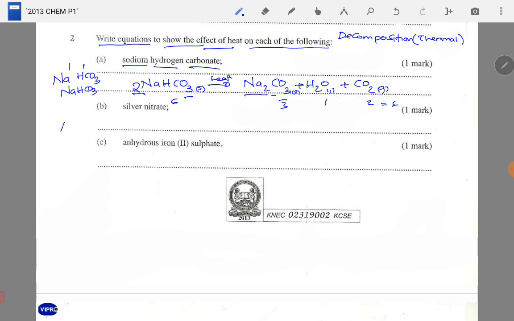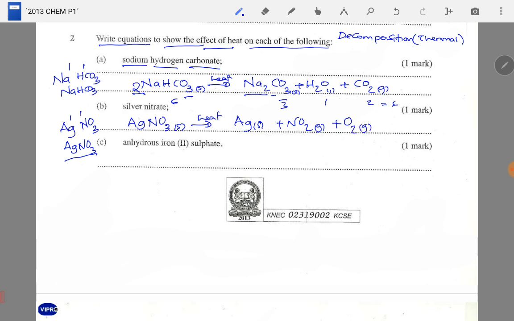Silver nitrate. The chemical symbol for silver is written like that. And then nitrate, valency 1, valency 1. This gives us the chemical formula as silver nitrate. So silver nitrate, solid. We are heating. Upon heating, it decomposes to give us silver, nitrogen 4 oxide, and oxygen.